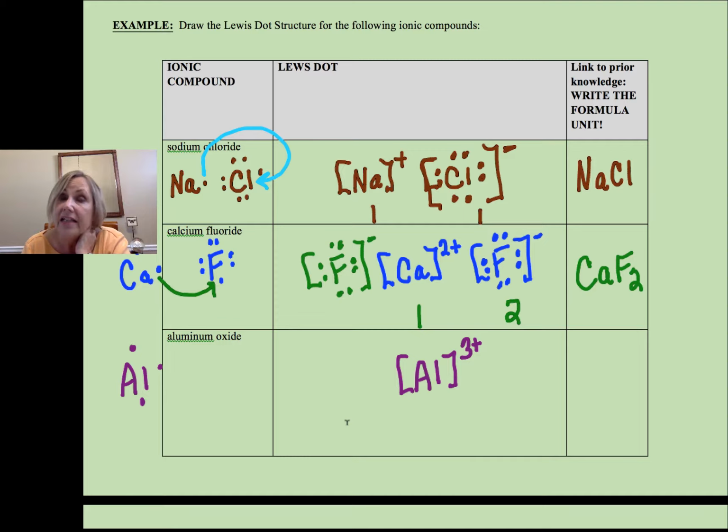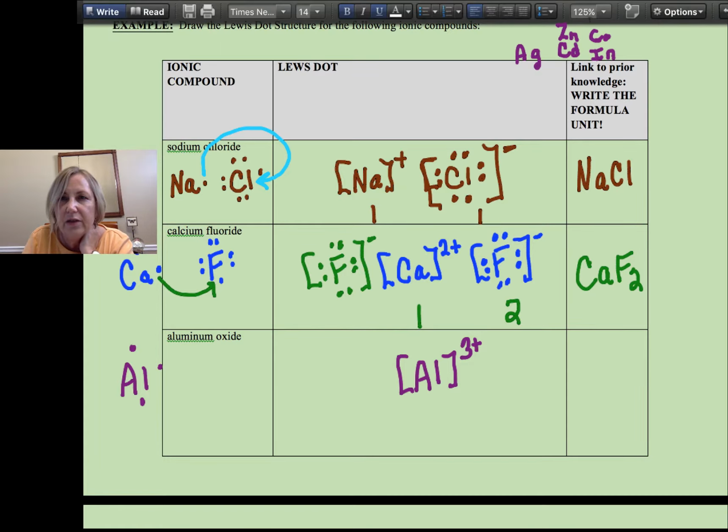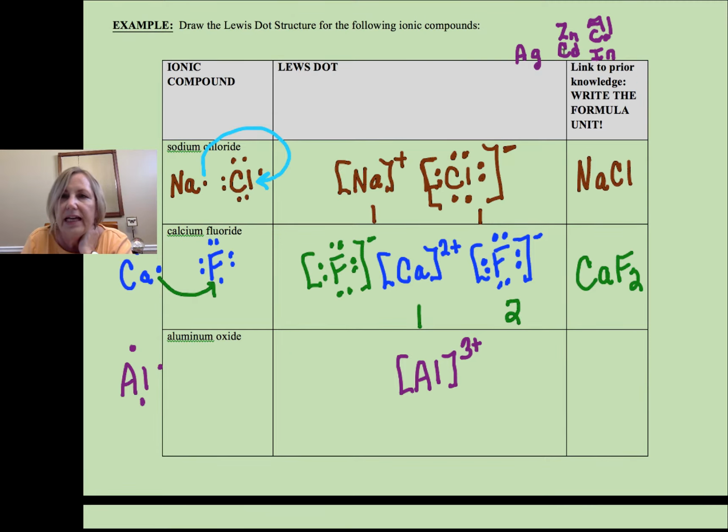So if you're in my class, you may have heard me talk about the silver stairs. So we have silver and then cadmium and zinc. And then we have indium, gallium, and aluminum. Aluminum, okay? 1 at plus 1, 2 at plus 2, 3 at plus 3. Now oxygen has 6 valence electrons. So to become the oxide ion, it wants to gain 2 electrons.